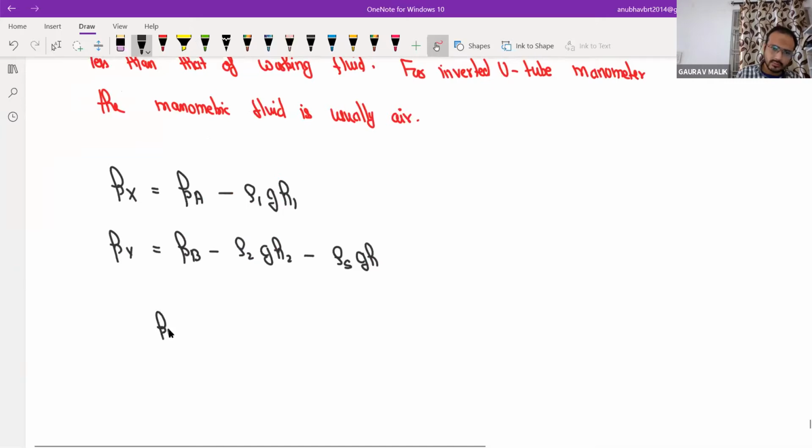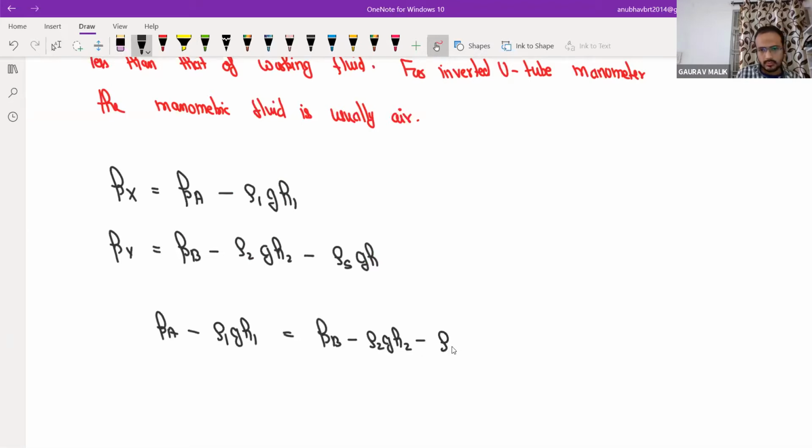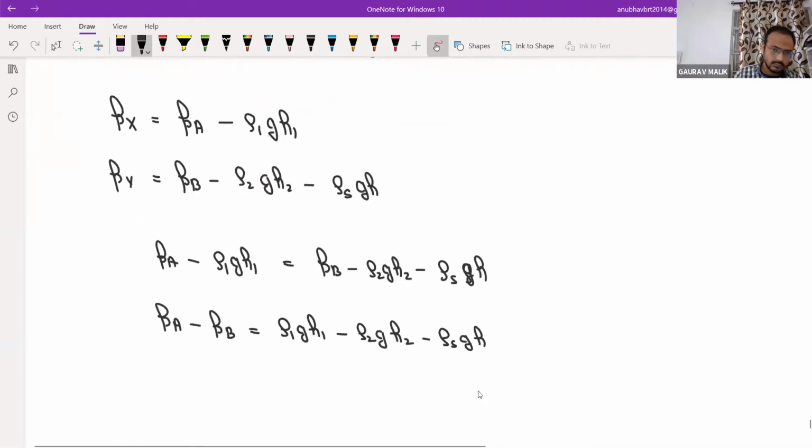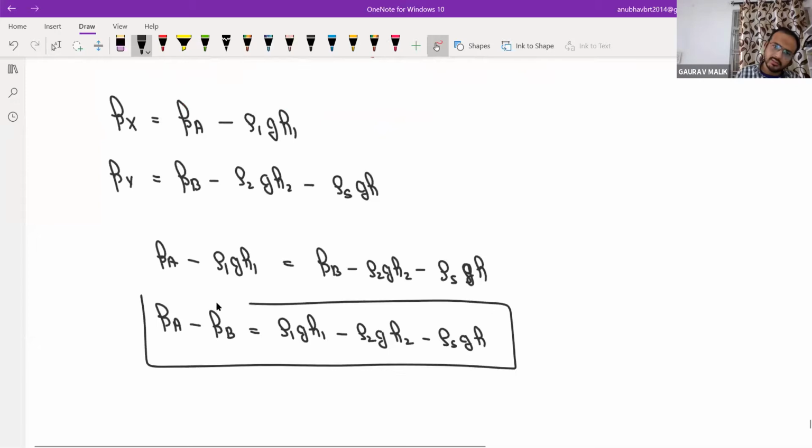Equate both equations. So PA minus ρ1 g H1 is equal to PB minus ρ2 g H2 minus ρ S g H. So PA minus PB is equal to ρ1 g H1 minus ρ2 g H2 minus ρ S g H. This is the simple equation.